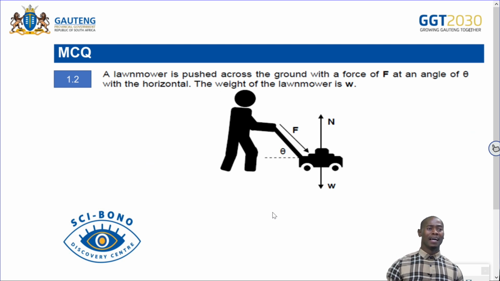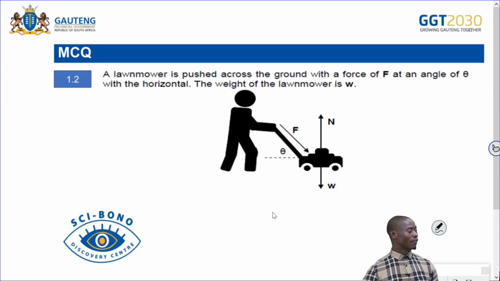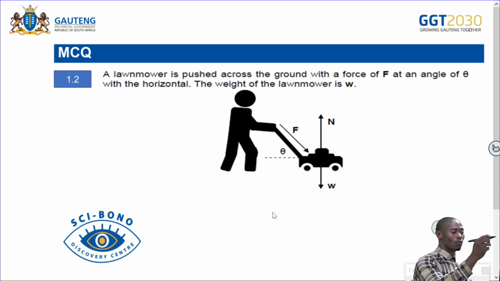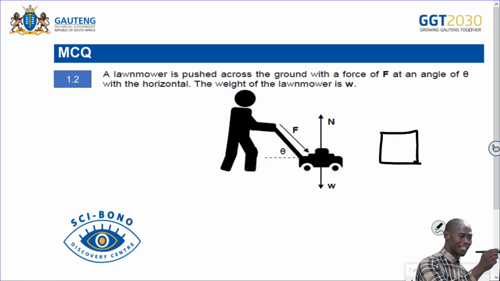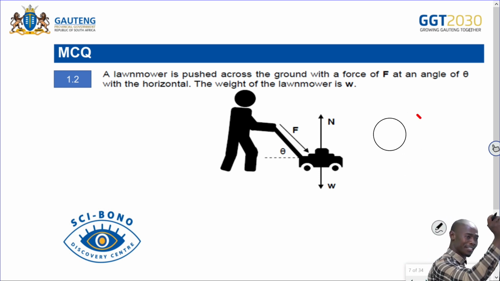The second one: a lawnmower is pushed across the ground with a force of F at an angle theta with the horizontal, and the weight here is W, right? So what is it that they're looking for here? Let's check. The normal force, right? So what is happening here? I'm trying to draw a force diagram. So already, this is a force diagram. Or let me just draw a free body diagram, right?